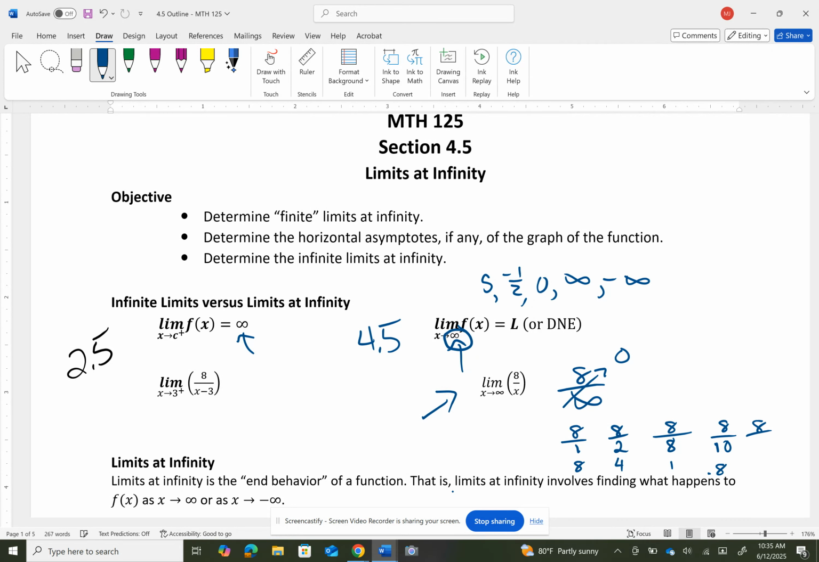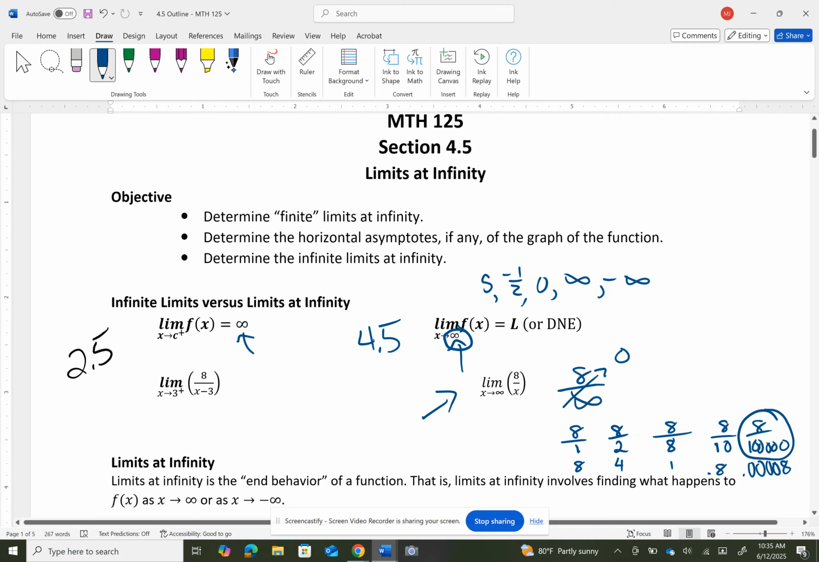If I did 8 over, let me jump a little bit, 8 over something much bigger, then I'm going to be at something tiny like that. And so the whole expression winds up approaching 0. So a fixed number on top over an infinity on the bottom winds up going to 0. So that kind of helps to remember that.